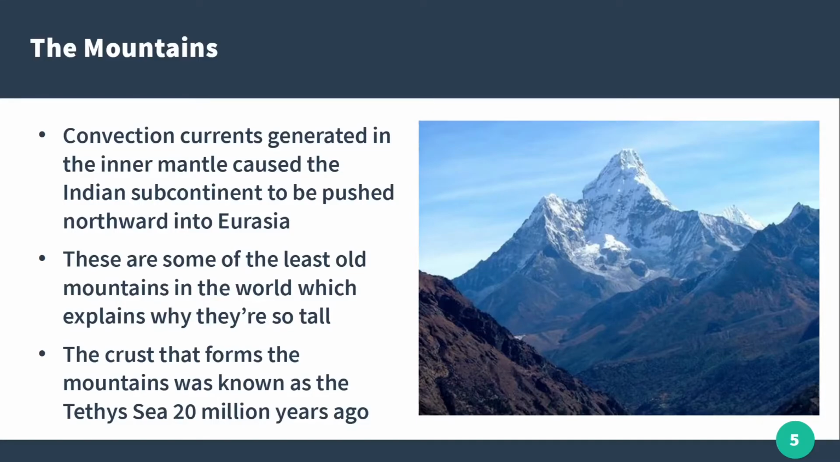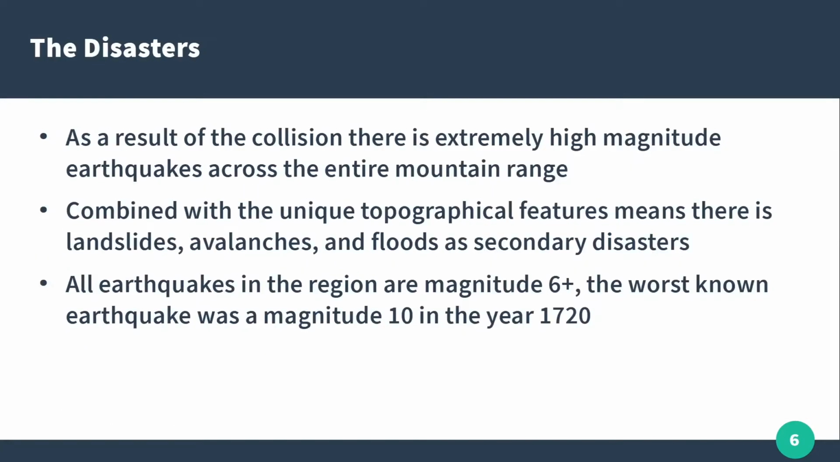The crust that forms the mountains is made up of crust that was part of a huge sea in between India and Eurasia, and that was about 20 million years ago. As a result of this ongoing continental collision, there are extremely high magnitude earthquakes all across the region, and every time these happen, they kill a few thousand people.